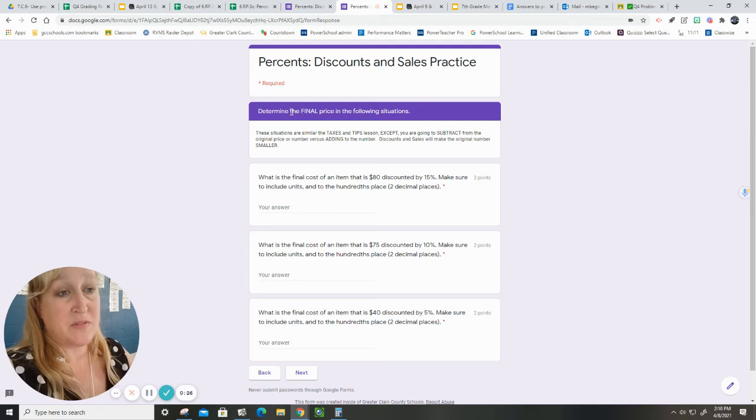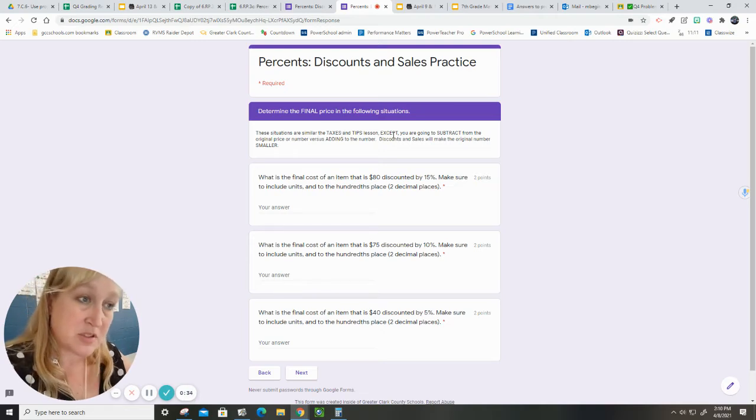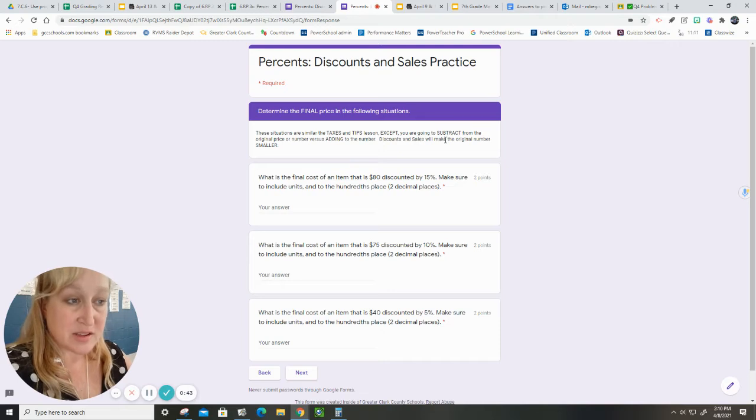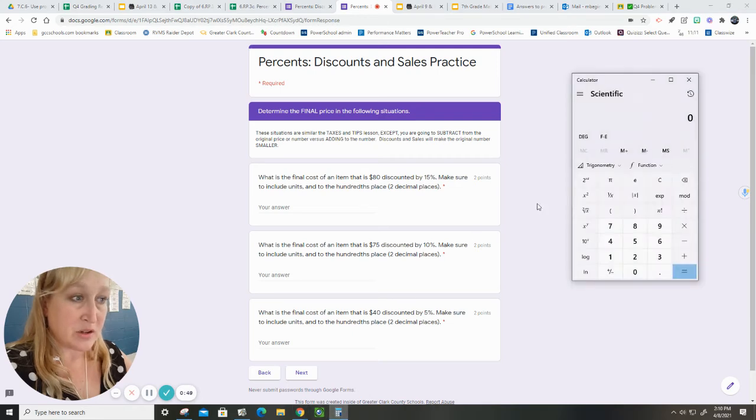So these are specific. It says determine the final price in the following situations. These situations are similar to the taxes and tips lessons, except you're going to subtract from the original price or number versus adding to the original number. Discounts and sales will make the original number smaller. So, calculator is open.